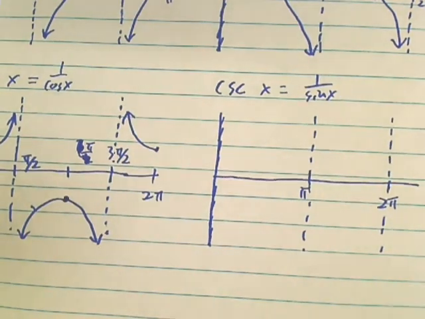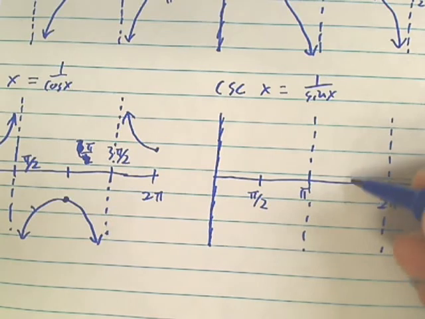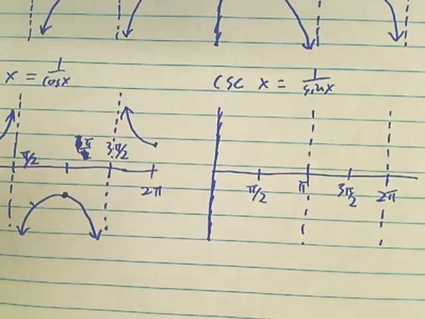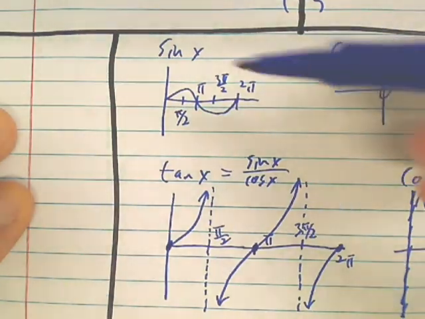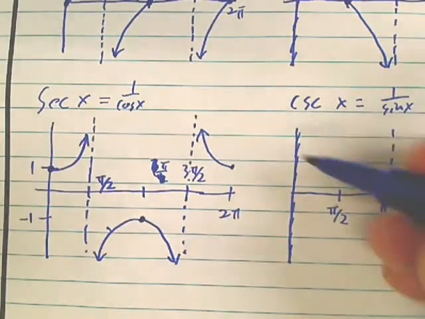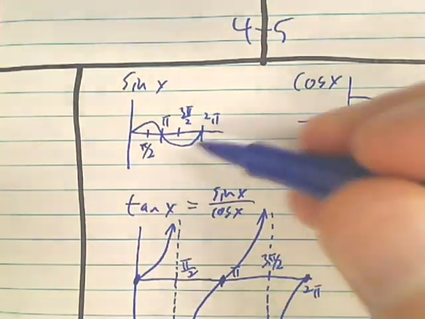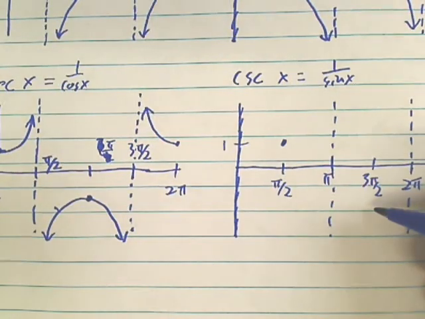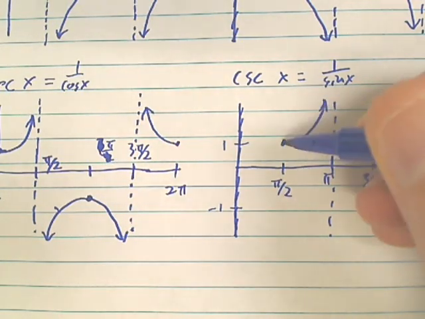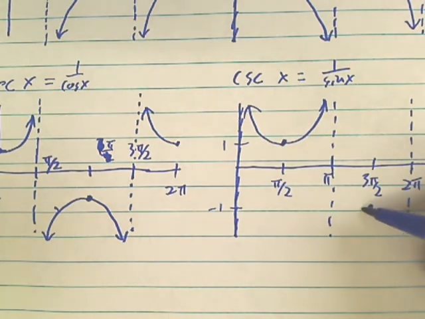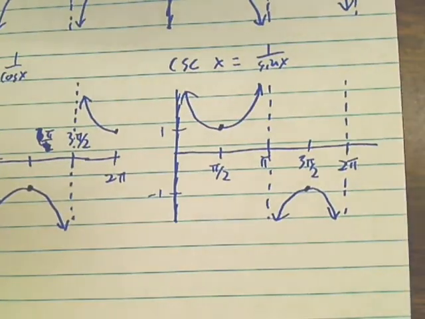So at 0, pi, 2 pi, there are vertical asymptotes. And what's happening in the middle? Well, at pi over 2, the sine graph is at 1, so the reciprocal of 1 is 1. At 3 pi over 2, it is -1. The reciprocal of -1 is -1. And this is going to look like this. And there you go. There's the graph of cosecant. So those are now your 6 trigonometric graphs.